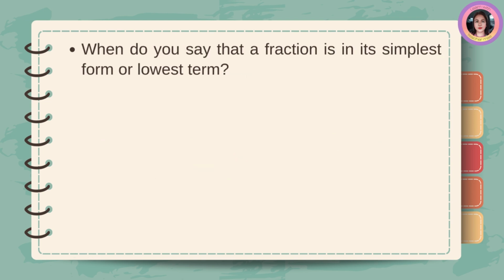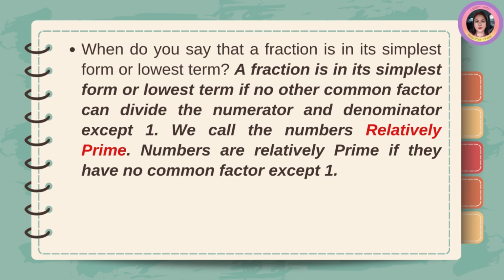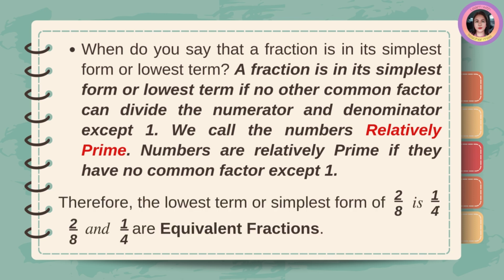When do you say that a fraction is in its simplest form or lowest term? A fraction is in its simplest form or lowest term if no other common factor can divide the numerator and denominator except 1. We call the numbers relatively prime. Numbers are relatively prime if they have no common factor except 1. Therefore, the lowest term or simplest form of 2/8 is 1/4. 2/8 and 1/4 are equivalent fractions.